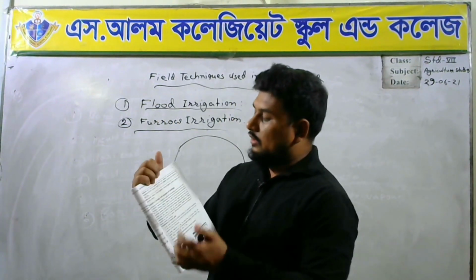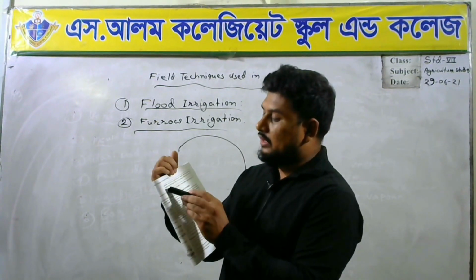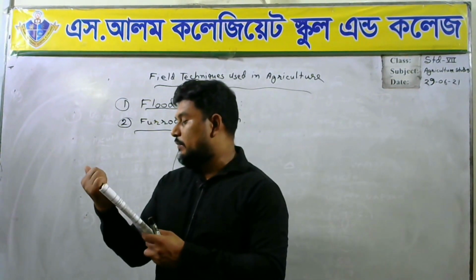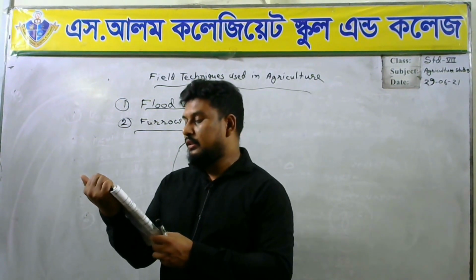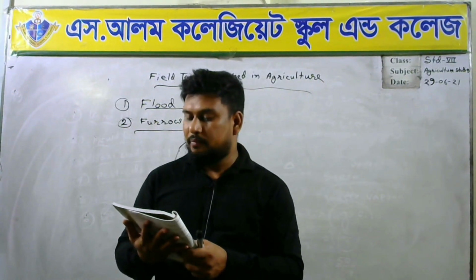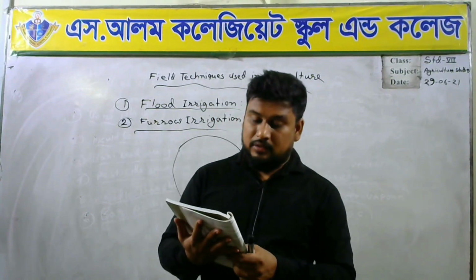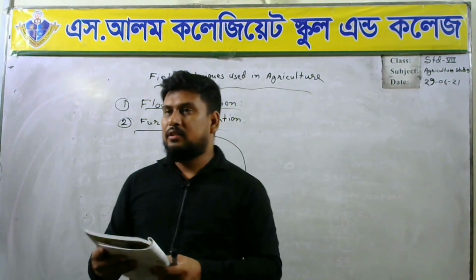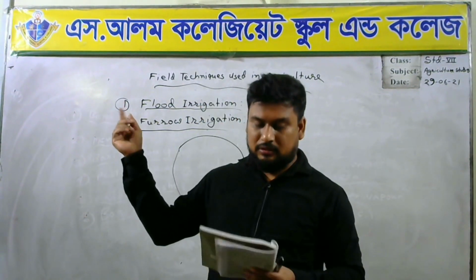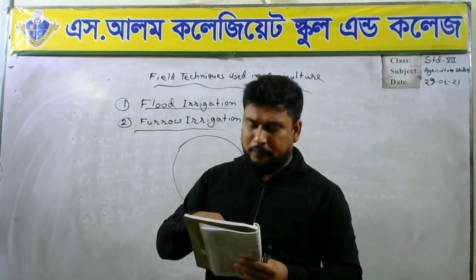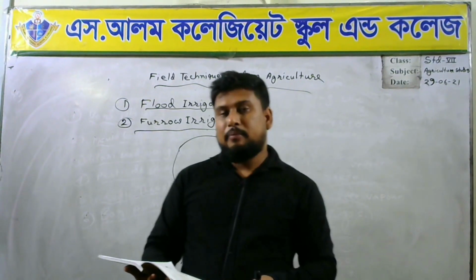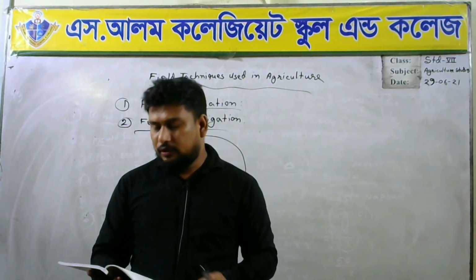Dear students, open at page 23. Here are the activities. Visit a vegetable field and observe how the farmers are irrigating their field. Prepare a report on the irrigation system and present it in the class. Yes, students, you can visit the Potia Nursery near here, so you can visit it.